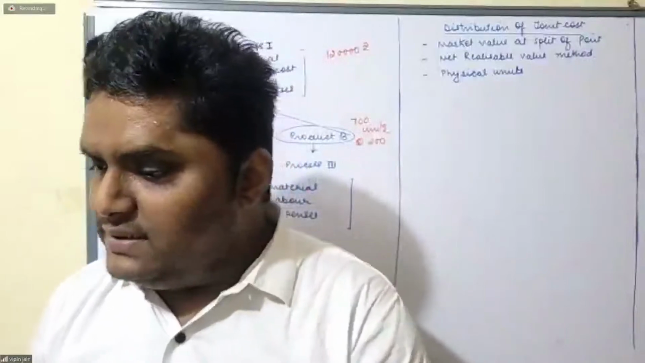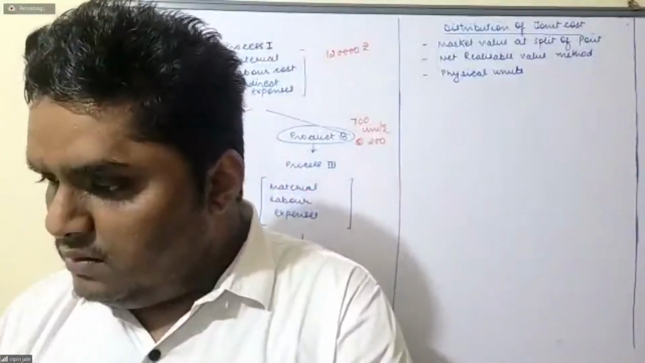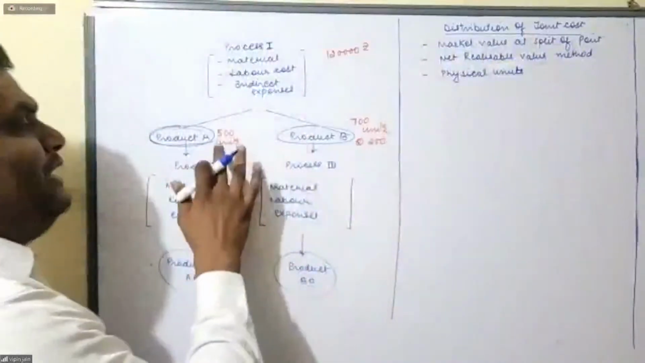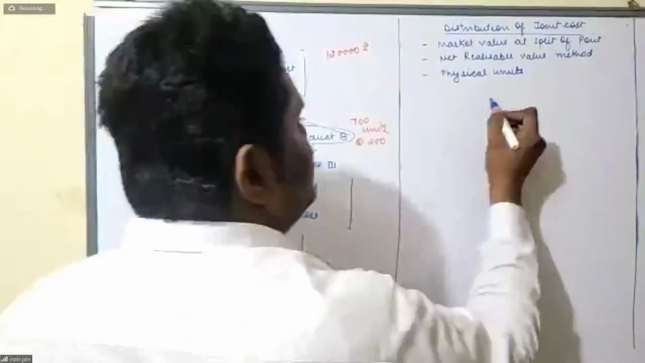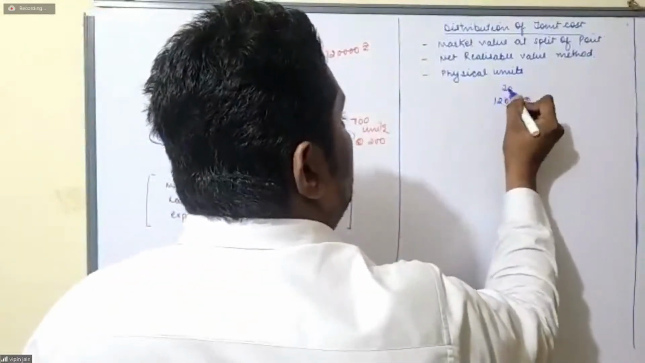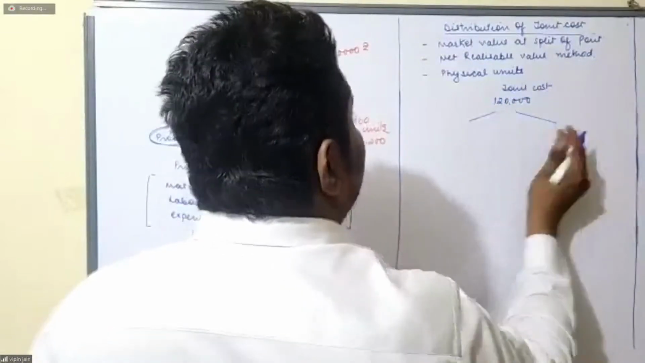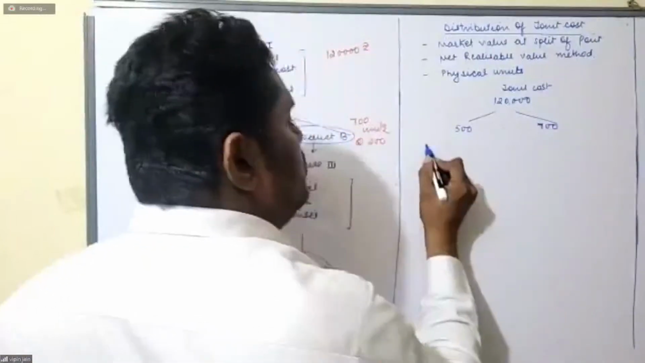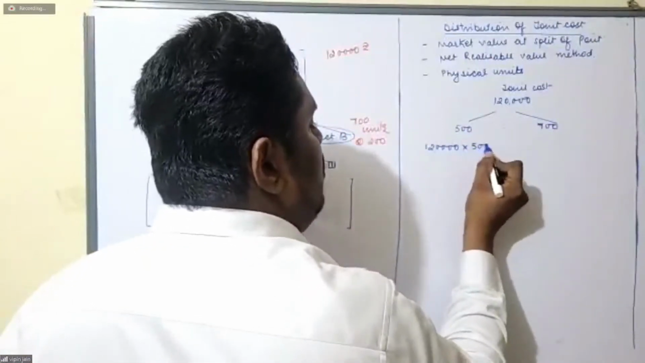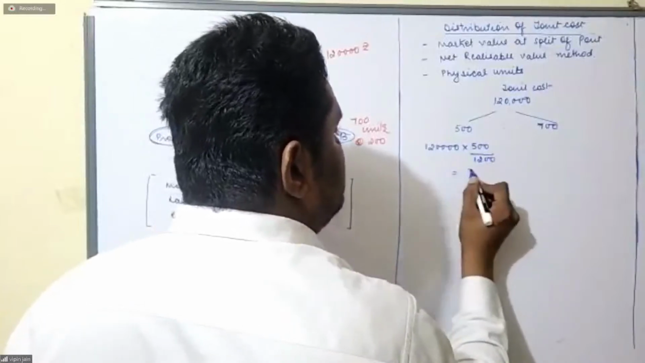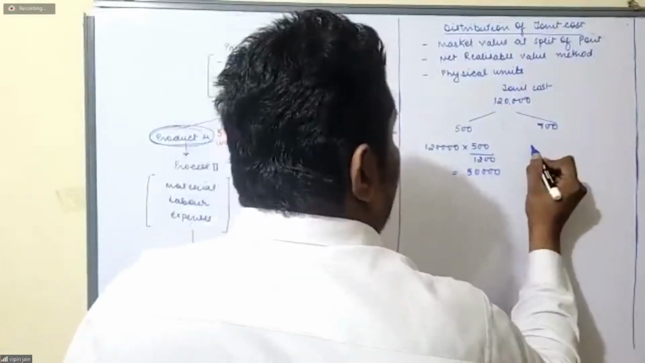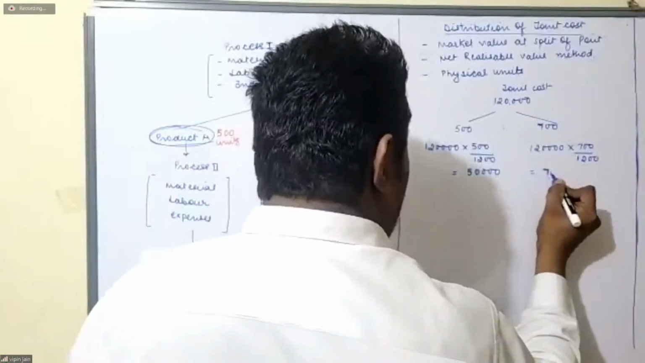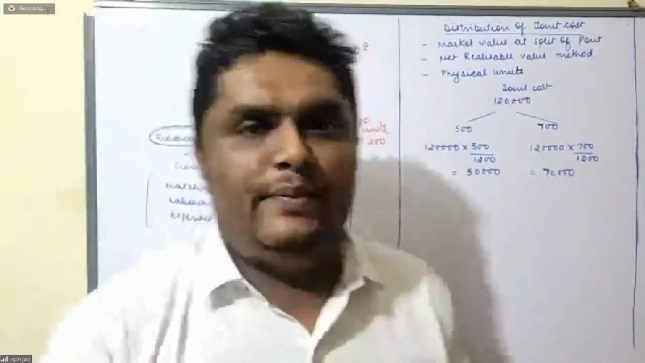So in this case, we cannot apply the market value at split off point, since product A has no active market. So the joint cost, that is 1,20,000, will be distributed in the ratio of physical units, that is 500:700. So my joint cost 1,20,000 into 500 divided by 1,200 will get 50,000, and similarly for product B. This is how the joint cost will be distributed.